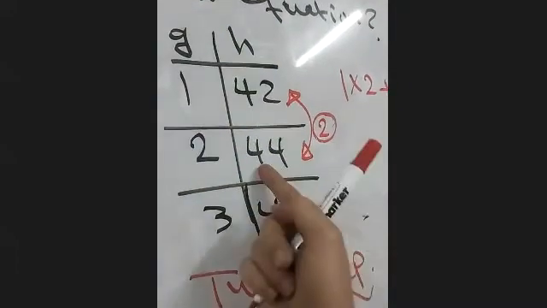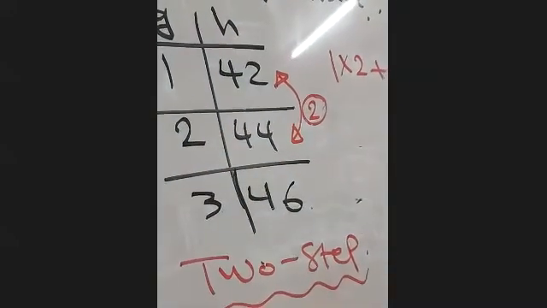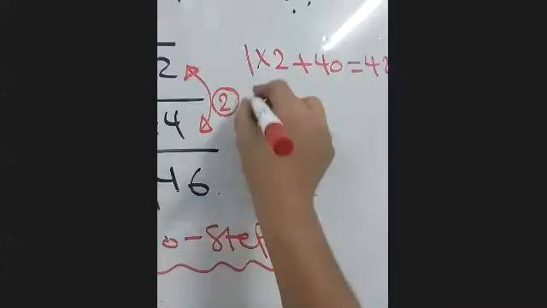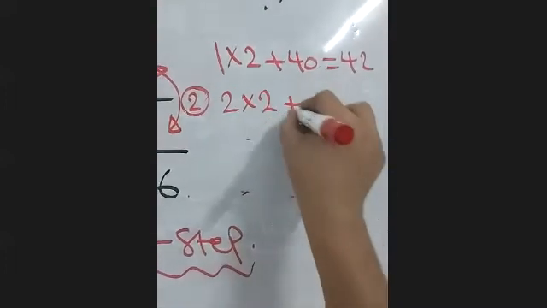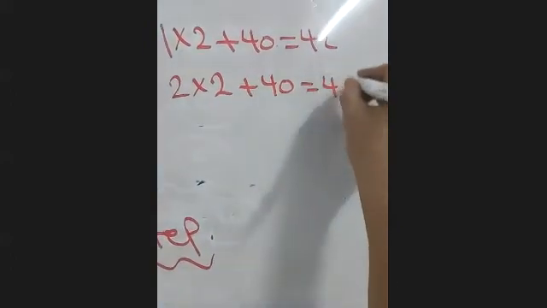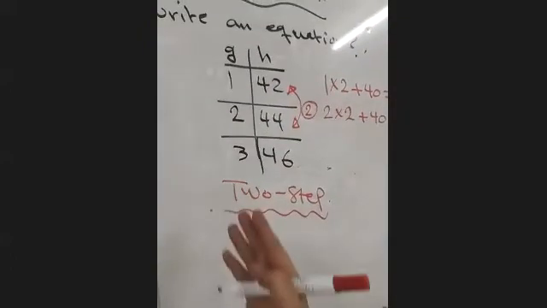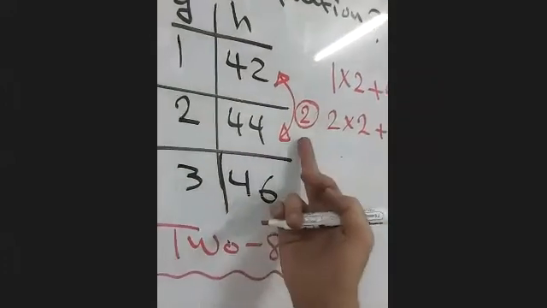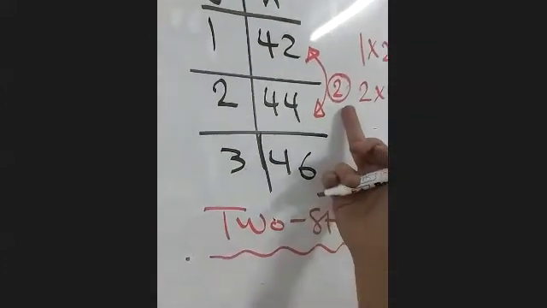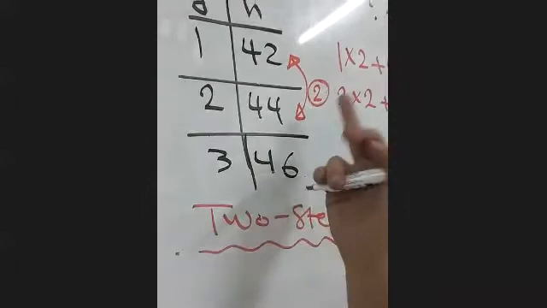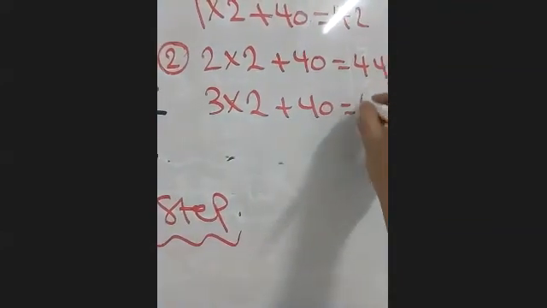How much does the 4 need to be to make 44? 40. So 2 multiply 2 plus 40 equals 44. The third one, 3 multiply 2, how much? 6. How much does the 6 need to be to make 46? Plus 40, 46. Multiply 2 needs 40 to be 46.